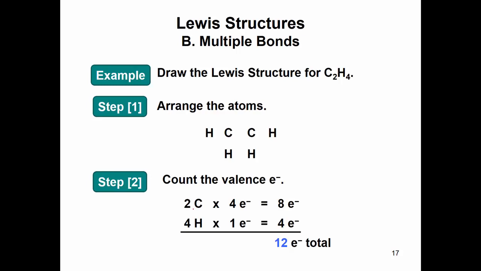Okay, and then we add up our valence electrons. Okay, so we have 2 carbons in group 4, so that's 8. And then we have 4 hydrogens in group 1, so that's 4. So we have 12 electrons total. That's what we have to represent in our molecule.